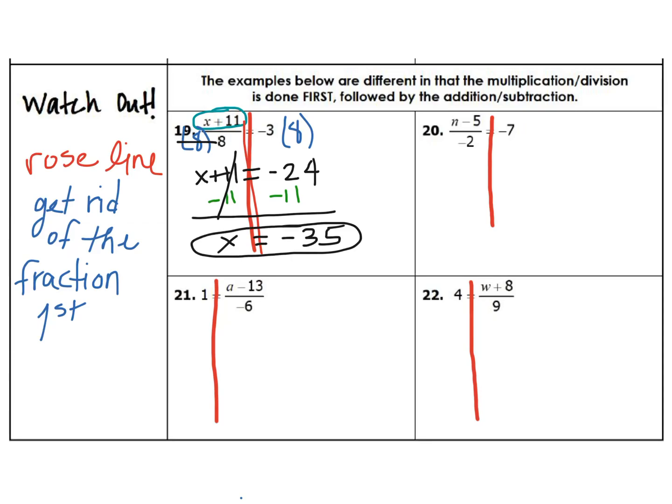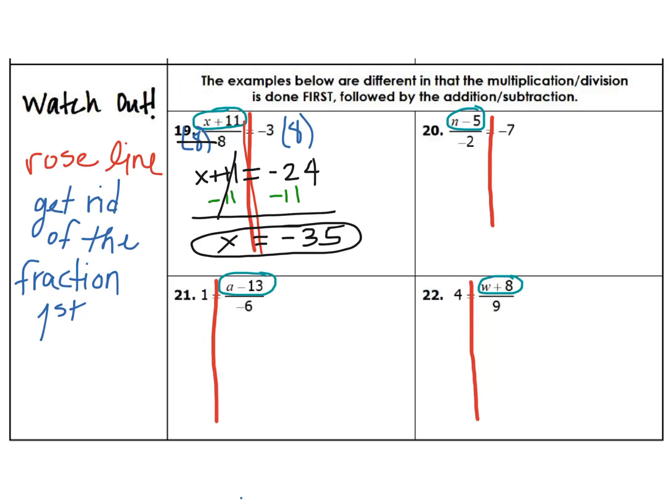So these are the ones to watch out for. Whenever you see a fraction and there's more than one thing in the numerator or the top of it, we need to first get rid of the fraction before we can solve it. I'm going to do number 20 with you, and then I'm going to have you try 21 and 22 on your own.